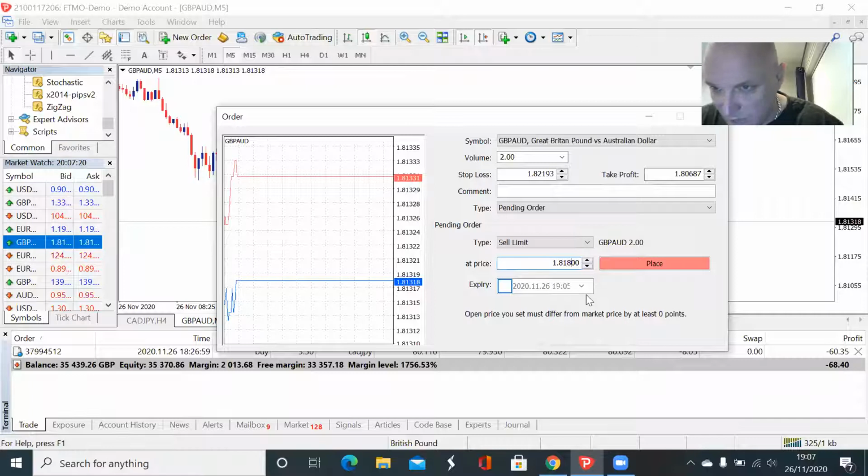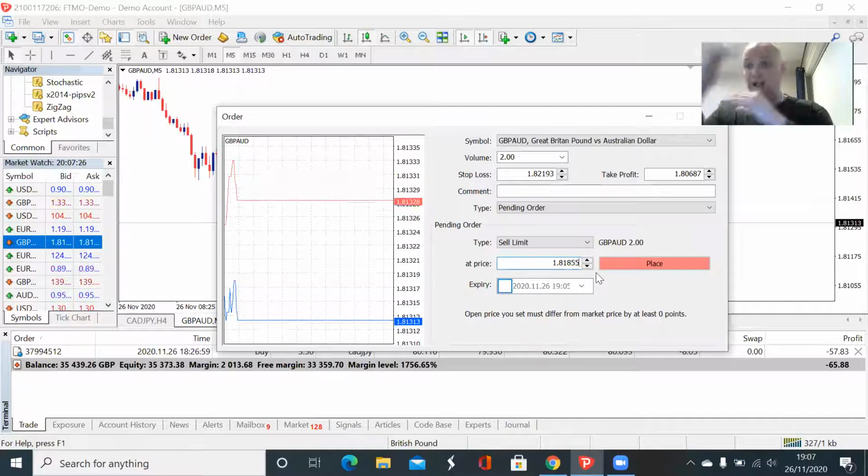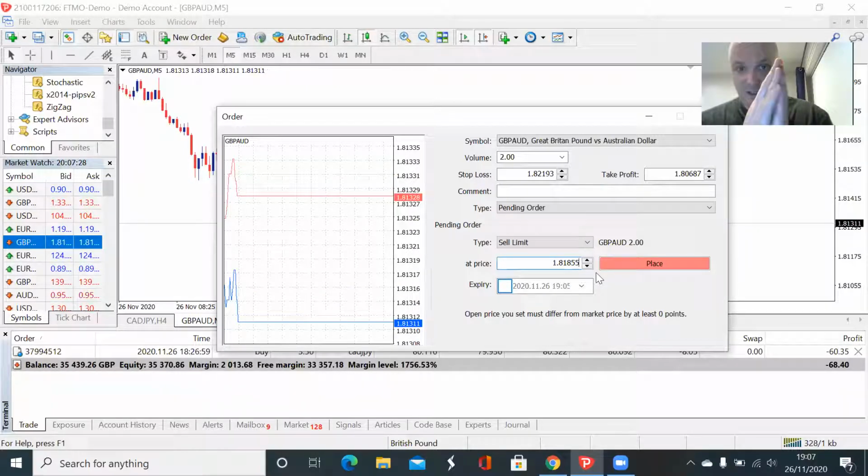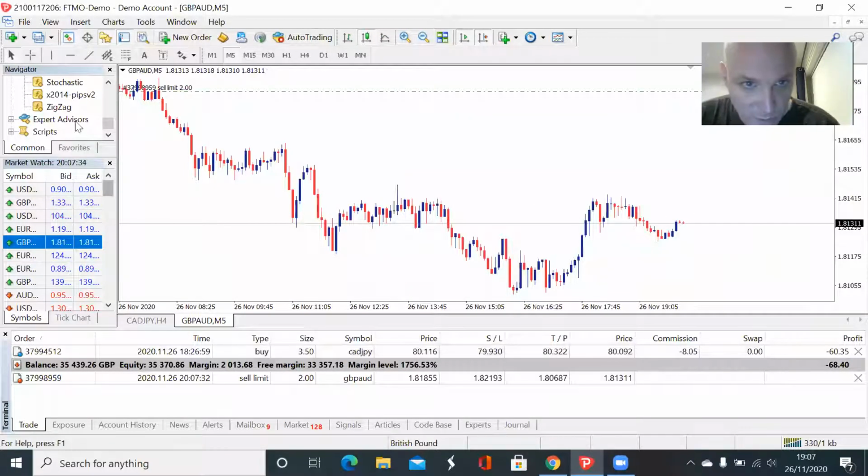And I'm going to put this as 5 to be fair, because we want to try and get that in a little bit earlier rather than relying on the TradingView. We want this slap bang on our MT4. So what we're going to do, we're just going to place that. Let's place that order.